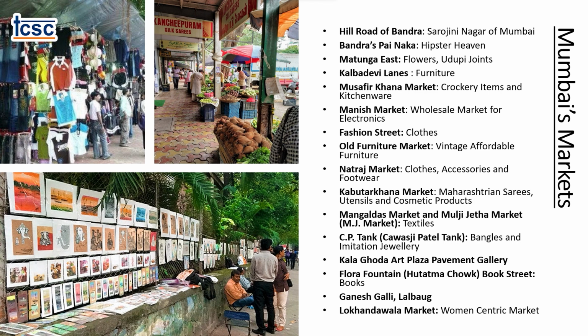Then you have the Mangaldas market where you have the wholesale markets. You have Fashion Street for clothes. You have the old street market for vintage furniture. You have the Natraj market for clothes, accessories, and footwear. You have the Kabutar Khana market, which is for Maharashtrian saris, utensils, and cosmetics. Then you have the MJ market, which is again for textiles. You have the CP Tank for bangles and imitation jewelry.